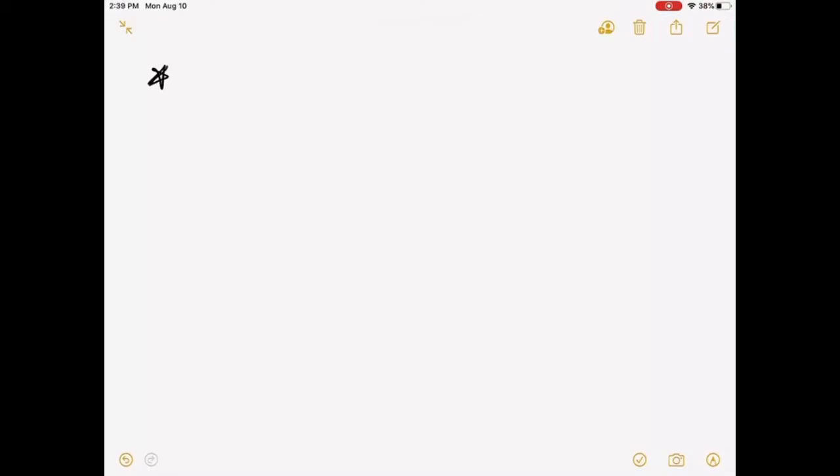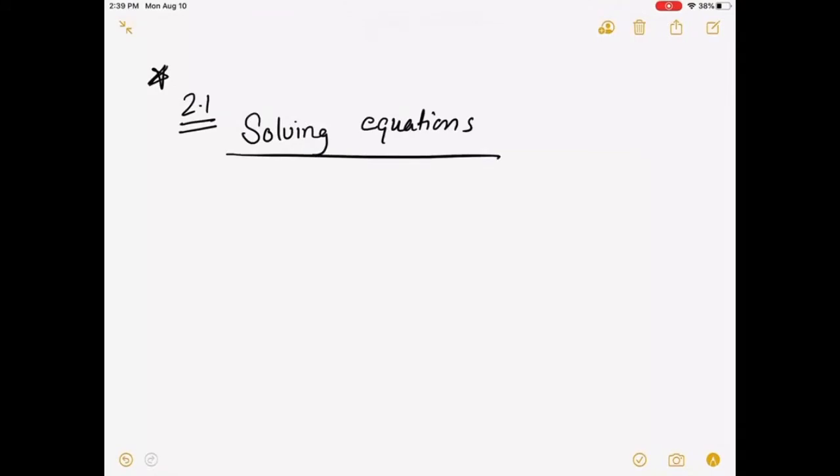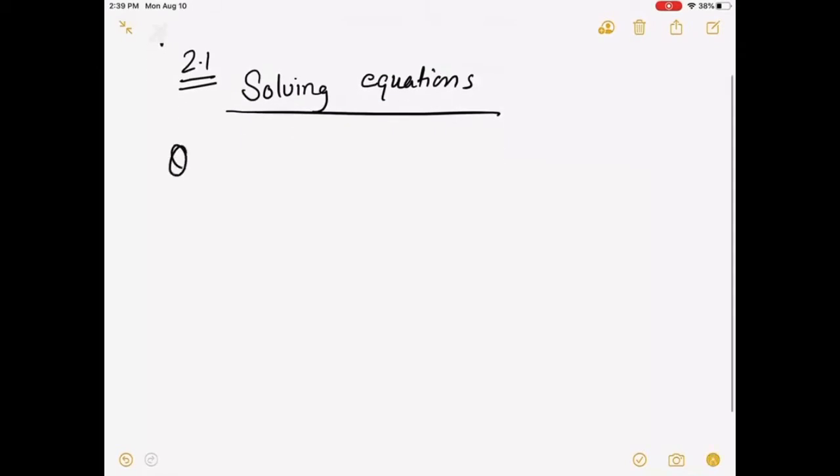So we're going to start off with chapter 2, so 2-1. And today we're going to be learning about solving equations. We'll talk about one-step and multi-step equations both. So let's start off with one-step equations.